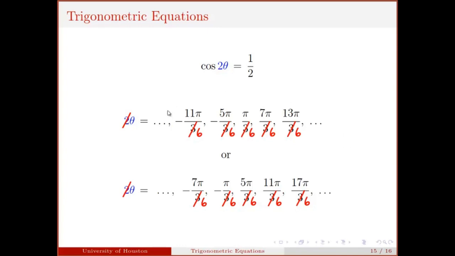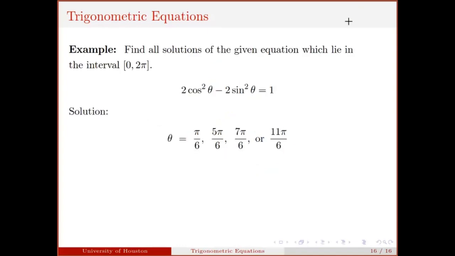While these values represent the full solution set of the equation, we were asked to find the solutions which lie in the interval 0 to 2 pi. The only theta values which lie in this range are pi over 6, 5 pi over 6, 7 pi over 6, and 11 pi over 6. This concludes our review of trigonometric equations.